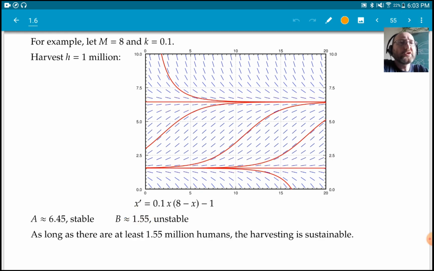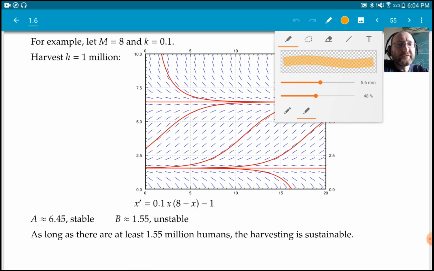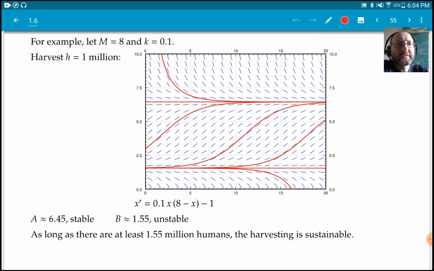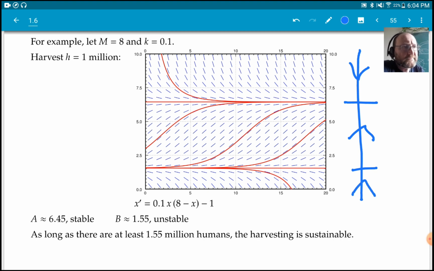And we could even, let's do it with, let's say, blue, draw the phase diagram. It would be this. There's up, there's down, there's up, right? And this is the A and this is the B, right? All right.